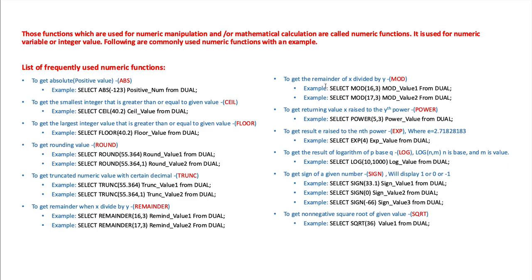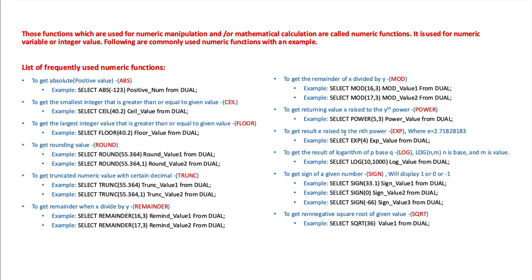The next function is the mod function. To get the remainder of x divided by y, we use the mod function. Select mod 16,3. That value is positive 1. When we use select mod 17,3, then we get the value positive 2. The next numeric function is power. To get the value x raised to the yth power, we use the power function. We have an example, select power 5,3 power value from dual. In this power function, that means the third power of five. It will result in 125.